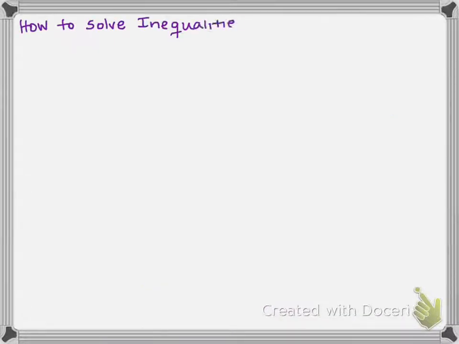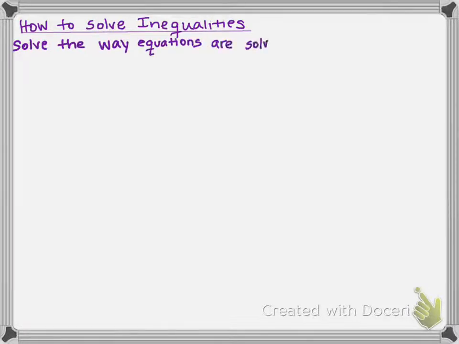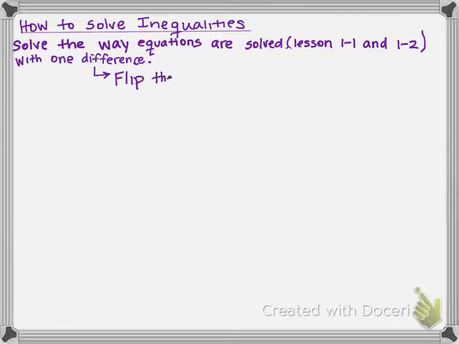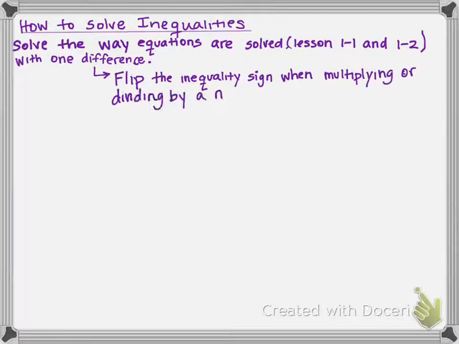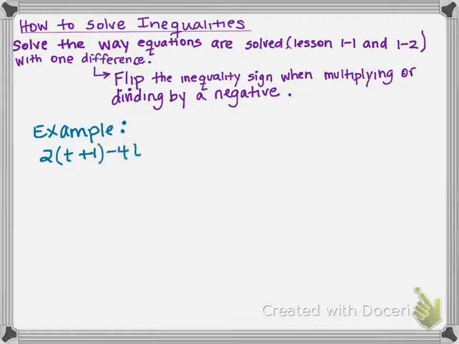How do I solve an inequality? Well, you actually solve an inequality the exact same way you would solve an equation, which we learned in lessons 1-1 and 1-2. Feel free to go back and review if necessary. But I guess I shouldn't say the exact same way because there is one difference. And that difference is that you have to flip the inequality sign whenever we multiply or divide by a negative. So let's look at an example of this.